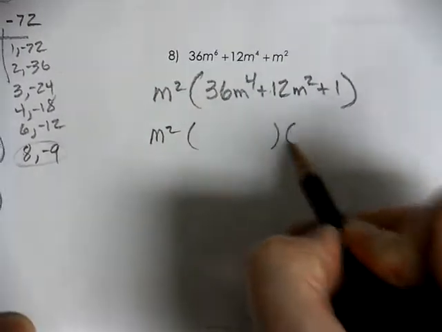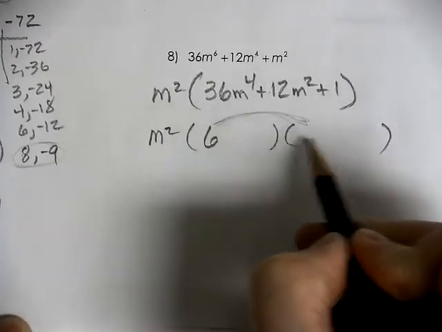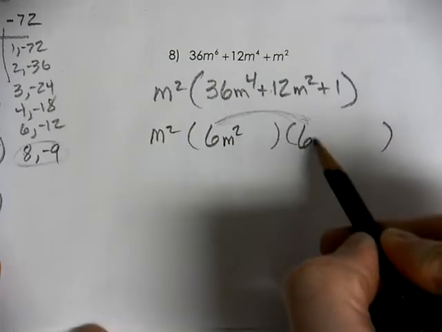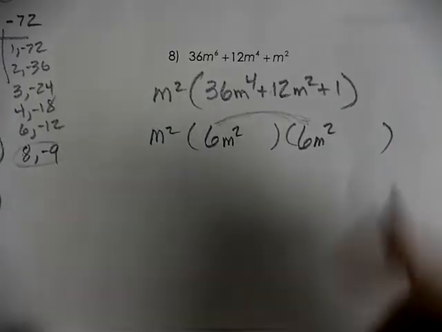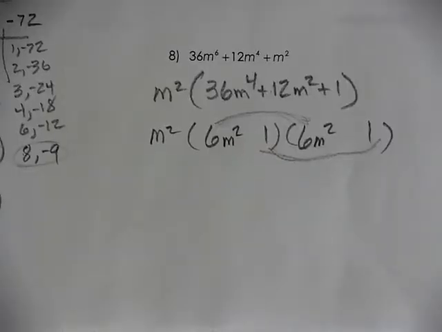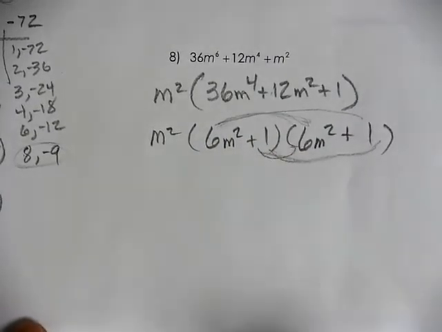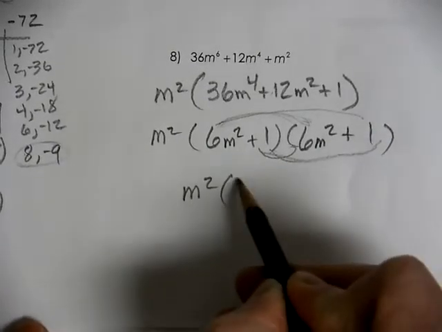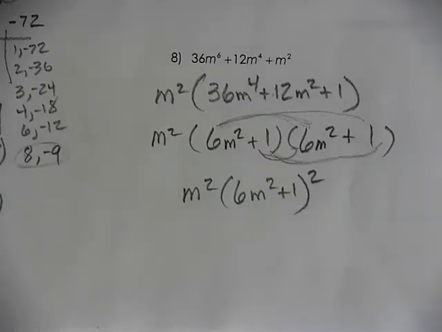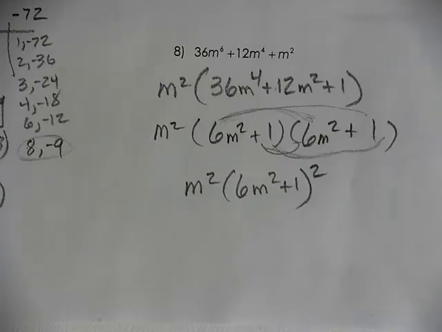Now you could notice that what times what could possibly make 36. 6 and 6 would be a good way. There's multiple ways, but this would be my first guess. M squared and m squared. Of course, what times what makes 1? That has to be 1 and 1. And we can add to become 12 by saying positive 6 and a positive 6. So m squared, 6m squared plus 1, and that is a perfect square. So we had a perfect square trinomial. We factored it apart to try to find that.